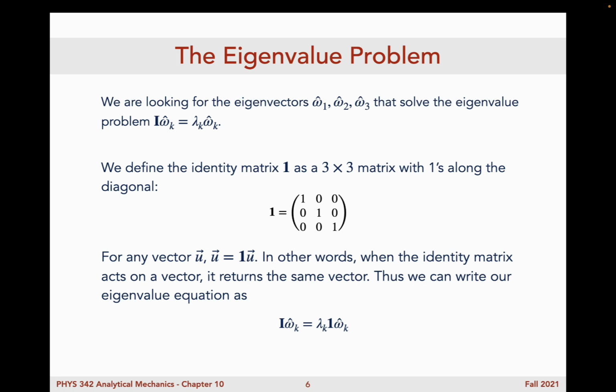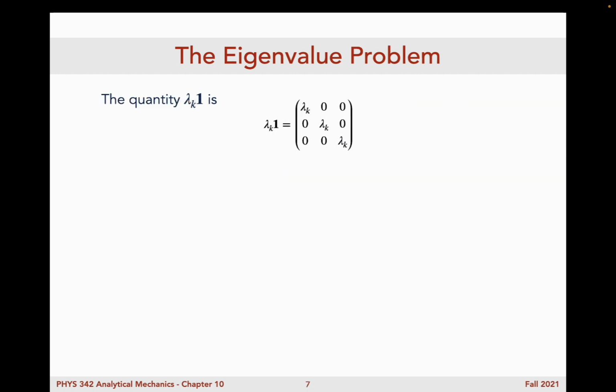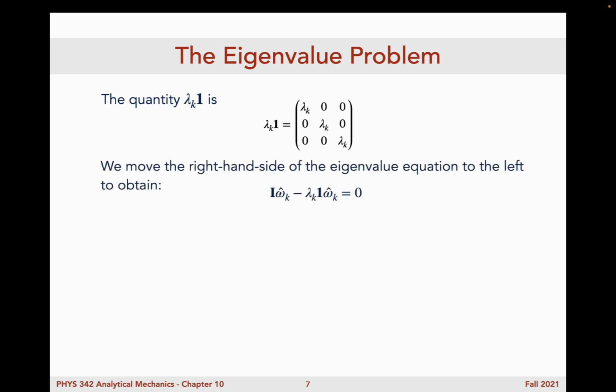The reason for inserting the identity matrix in here is that we can now let it multiply the eigenvalue in front of it, the lambda 1. So lambda times 1: you just take lambda, multiply it by the identity matrix, and you'll get a matrix with the lambdas along the diagonal and zeros everywhere else. Now we're going to write the eigenvalue equation by simply moving this term from the right side over to the left side of the equation like this.